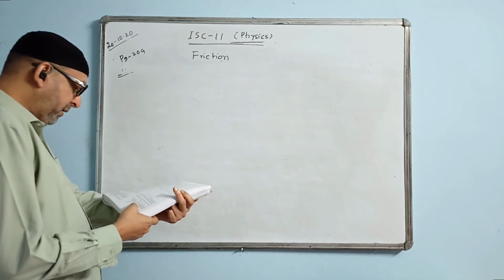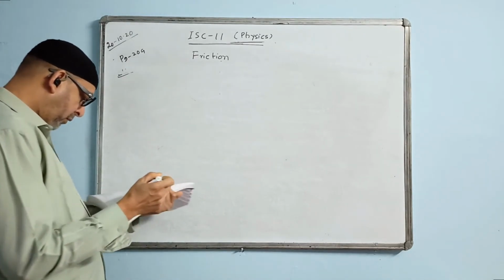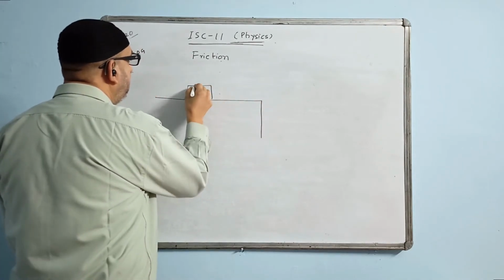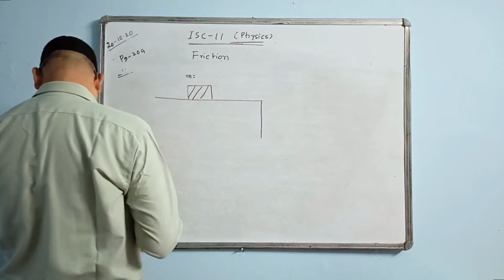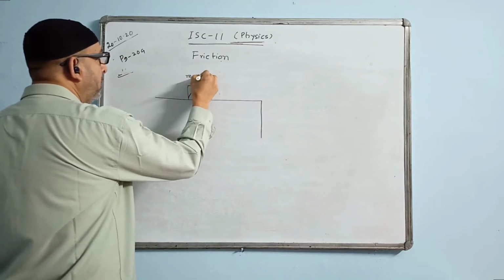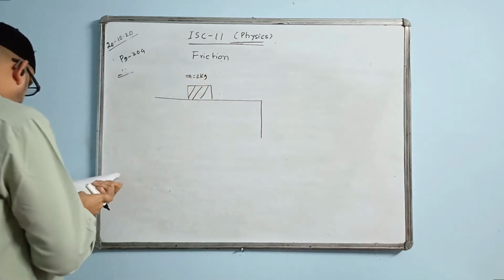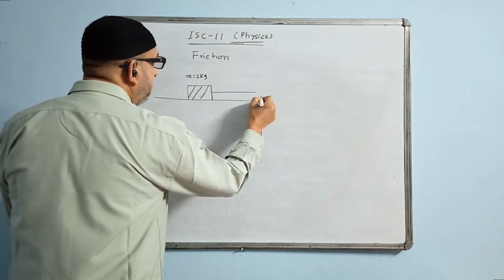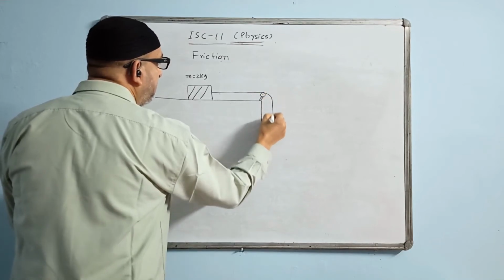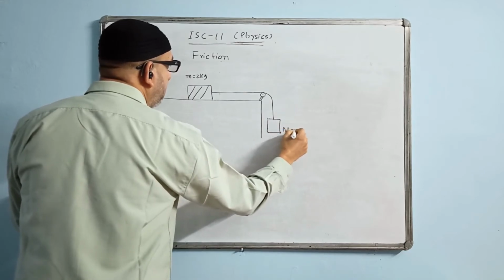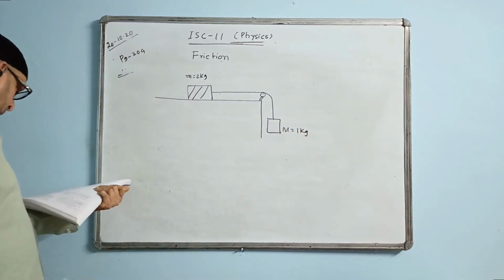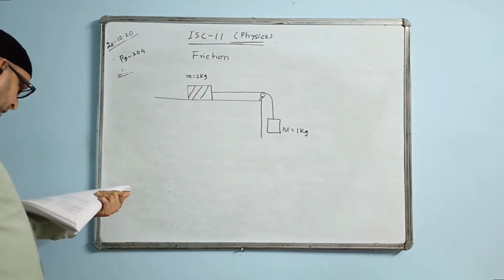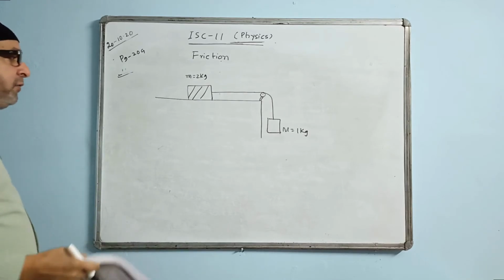There is a body of mass m equal to 2 kg placed on a horizontal table. This one is connected to a light string. You can draw a figure for it like this. And there is a hanging mass, capital M, of 1 kg. The coefficient of friction between this mass and the table is given as 0.6 and g value is 9.8. You have to find the force of friction.